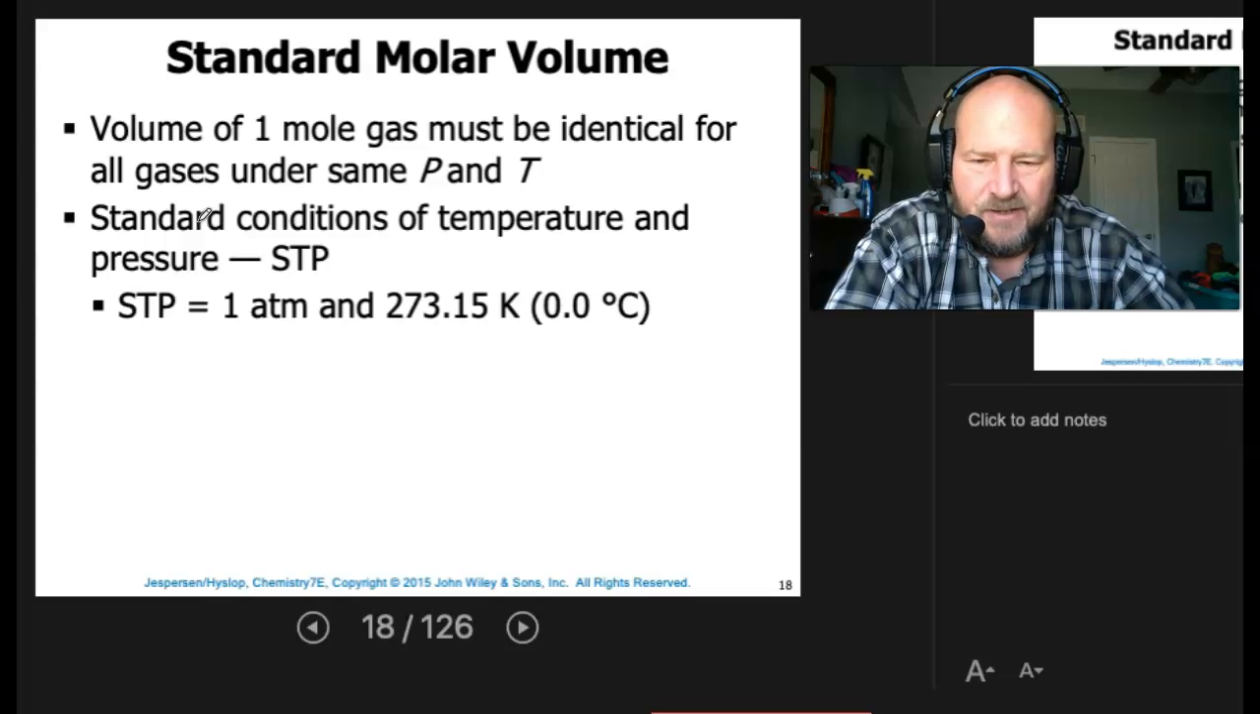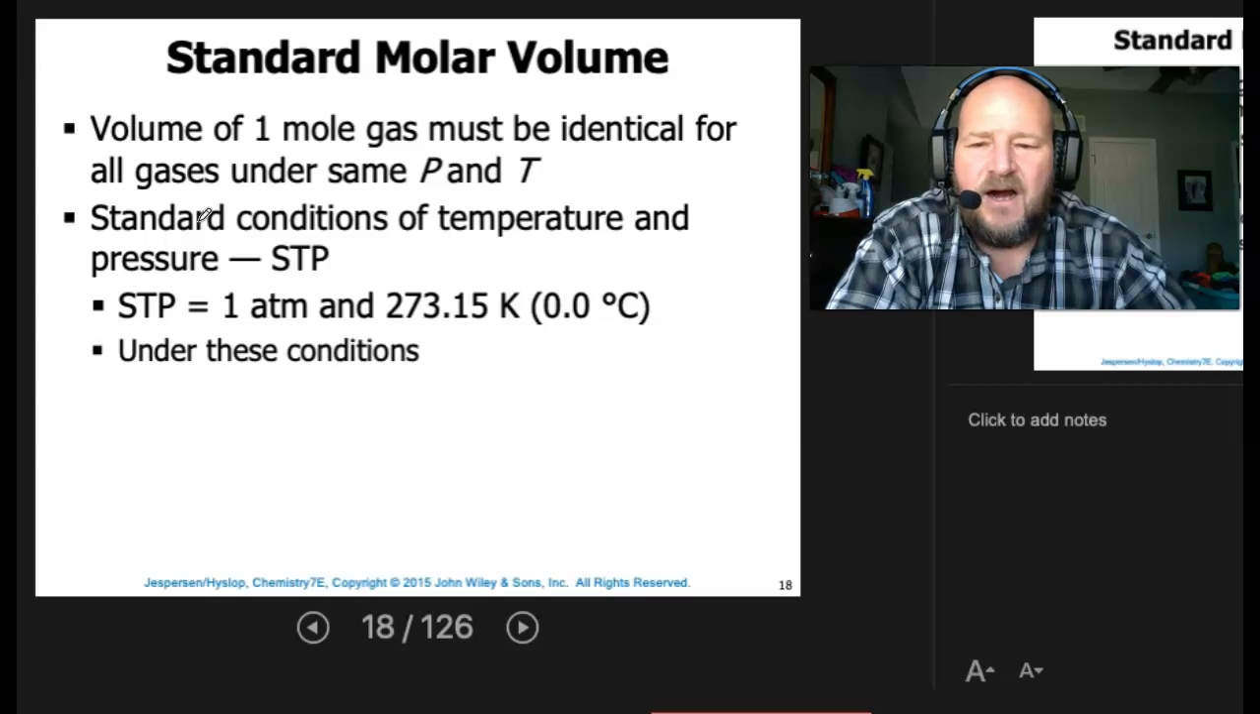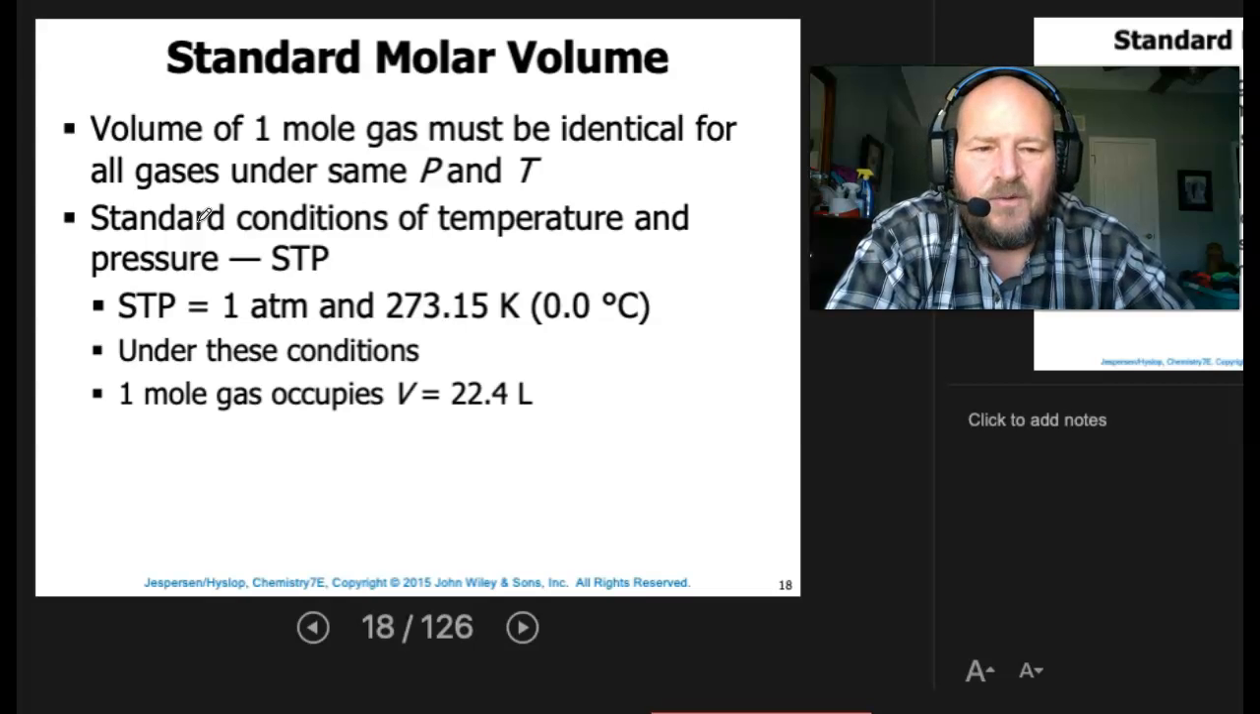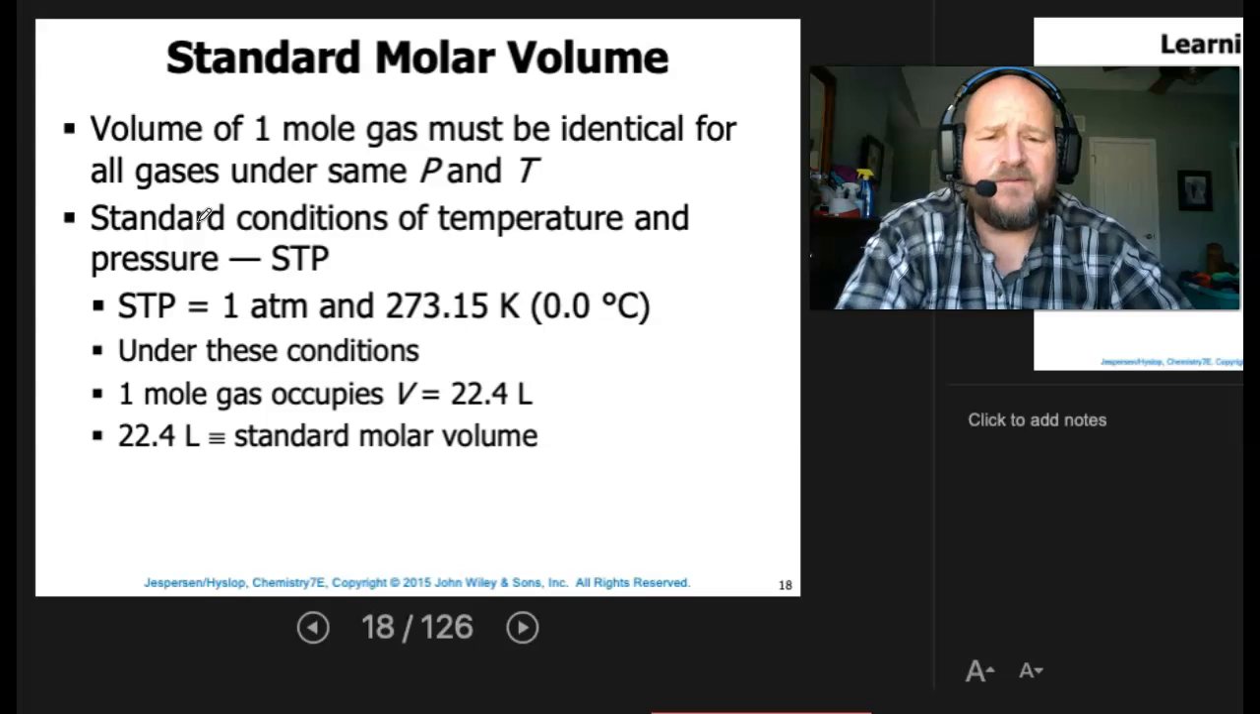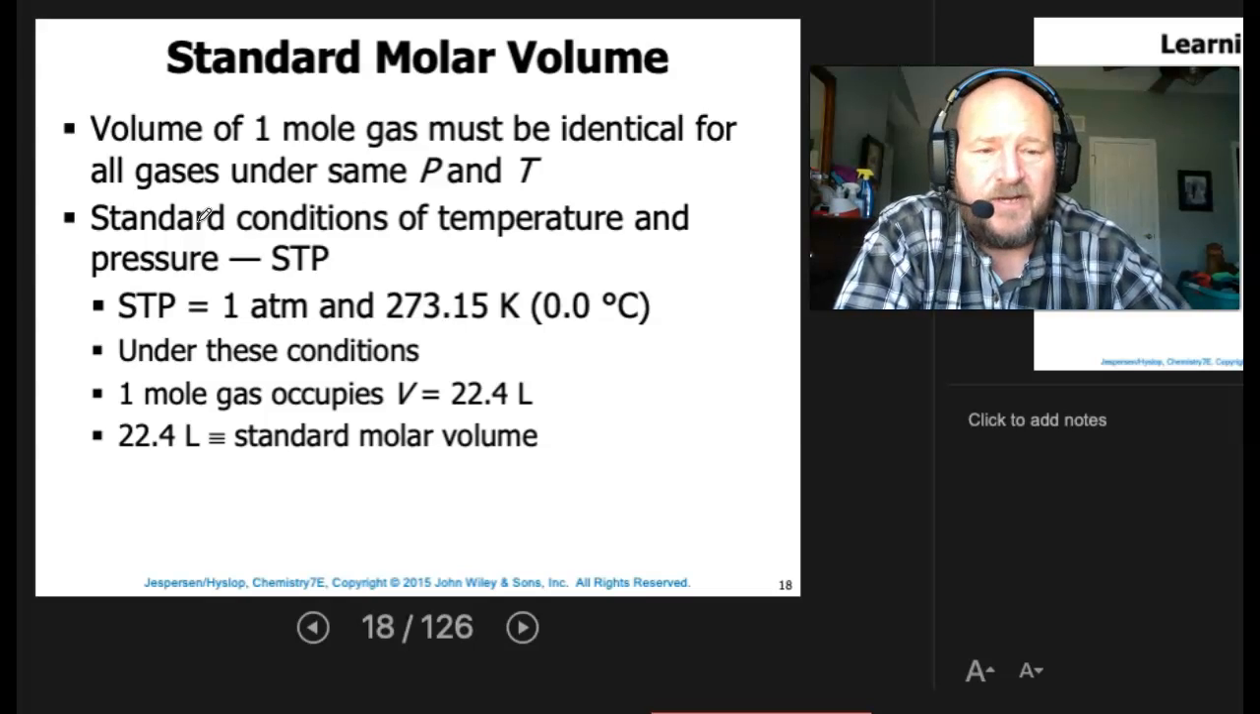At STP, the gas has to be at 1 atmosphere and 273.15 Kelvin. Under these conditions, 1 mole of gas will equal 22.4 liters. Right? So we can use that as a conversion factor because it's an equality. 1 mole, and it doesn't matter what the gas is, 1 mole is equal to 22.4 liters. 22.4 liters then is our standard molar volume. So as long as we're at standard temperature and pressure, that will hold true for any gas.